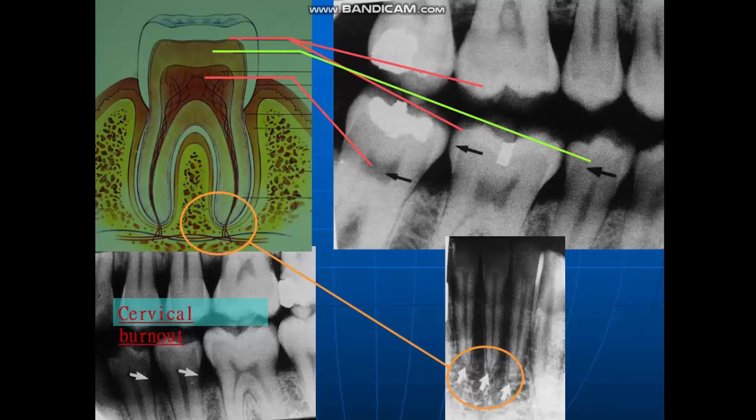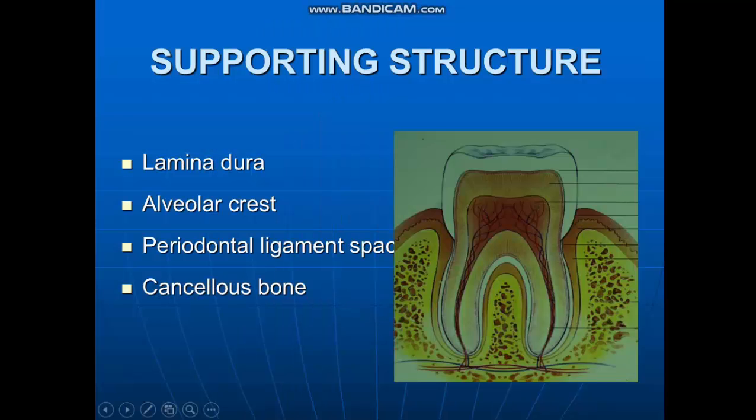In this picture you can see X-ray anatomy of a tooth. The pulp cavity appears as translucent. Higher density structures appear as shadow. Restoration materials with higher density also appear as high intensity shadow. Supporting structures are lamina dura, alveolar crest, periodontal ligament space, and cancellous bone.